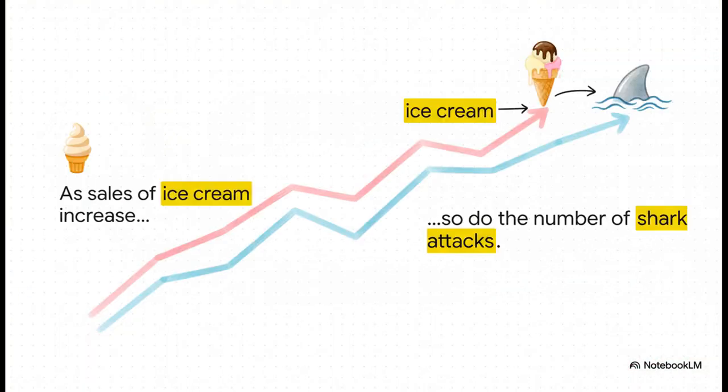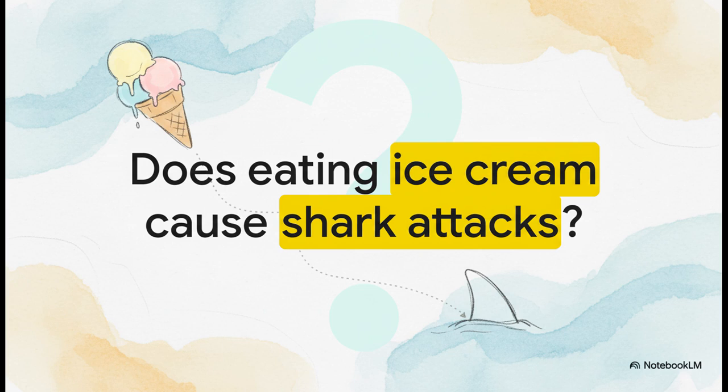All right, check this out. On one hand, you have ice cream sales. On the other, shark attacks. And what's wild is, when ice cream sales shoot up, so do shark attacks. If you put this on a graph, the lines would look practically identical. So what are we supposed to think here?